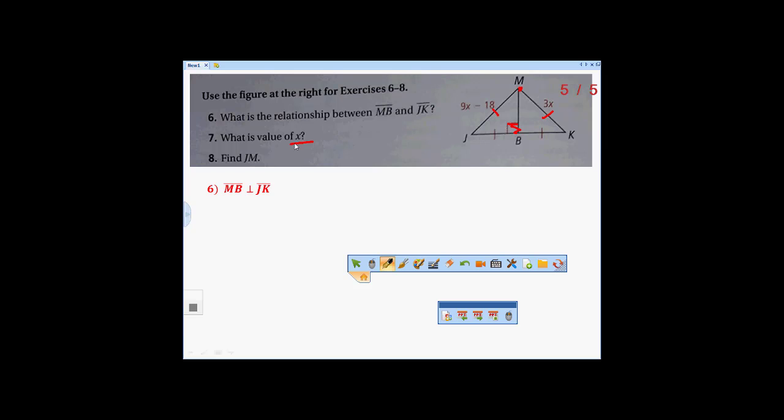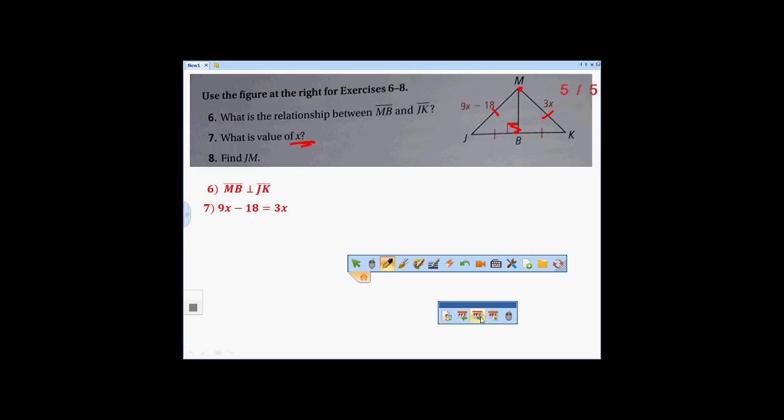So to find the value of x, I can make it like this: 9x minus 18 is equal to 3x. It's easy to solve this equation because it has the variable x on both sides. Yes, we combine like terms. I can move 3x to the other side.